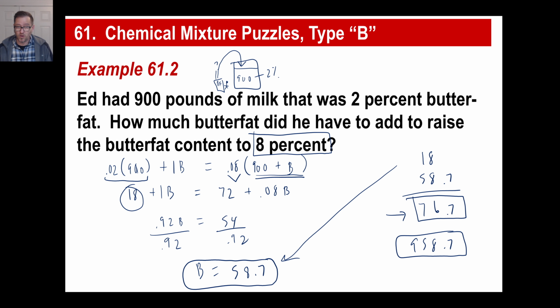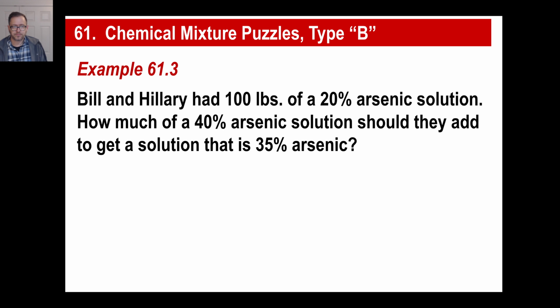Let's go back one more quick time. Look at this. We start off with 900 pounds, that's 2% butter fat. We add something. I don't know how much butter fat, but as far as percent goes, it's 100%, that's a 1. We end up with an amount, we don't know how much, it's 900 pounds plus something, and it's 0.08. There you go, there's your equation. Okay, let's try one more.